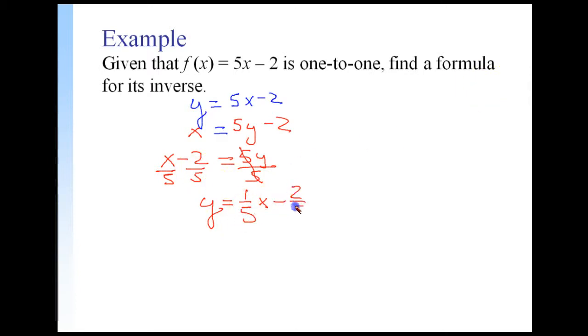Minus 2/5. Now remember, they want you to write it this way: f inverse equals x minus 2 over 5. So when you put it in MATLAB, write it this way. But if you're going to graph it, write it this way.